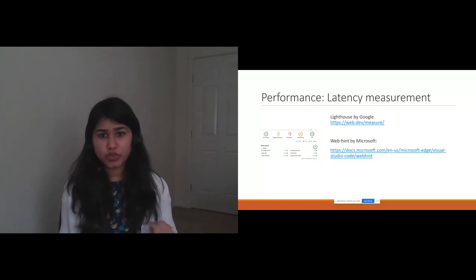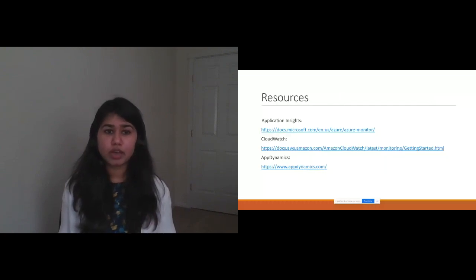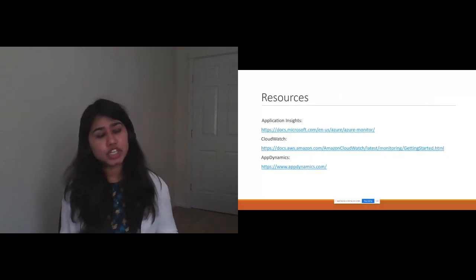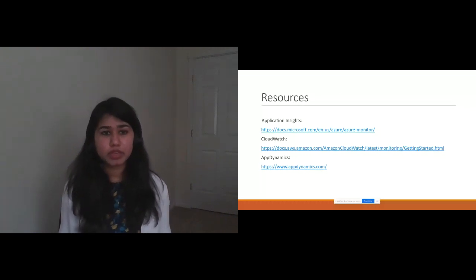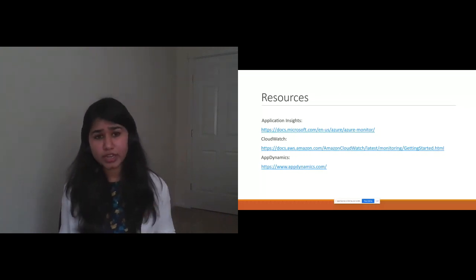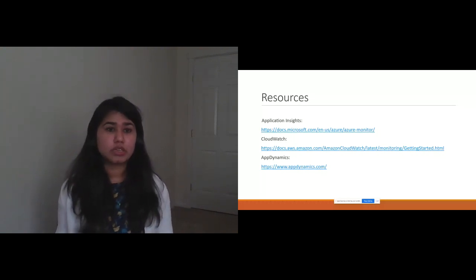So, based on what we talked about so far, the main resources available are Application Insights, CloudWatch, App Dynamics, and Lighthouse for performance measurement.